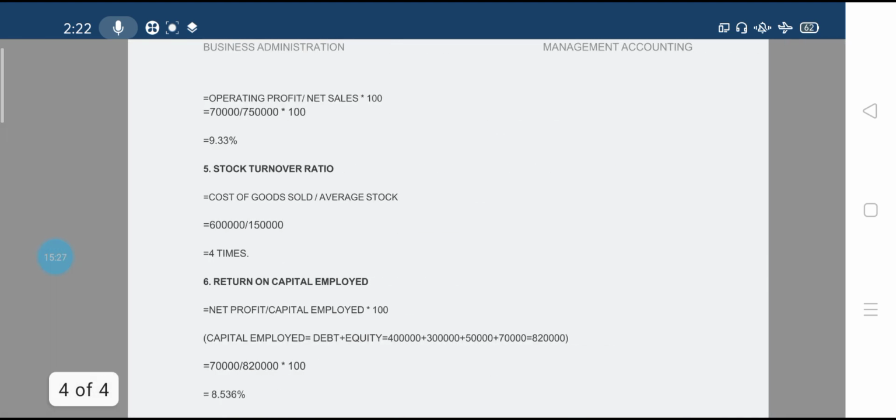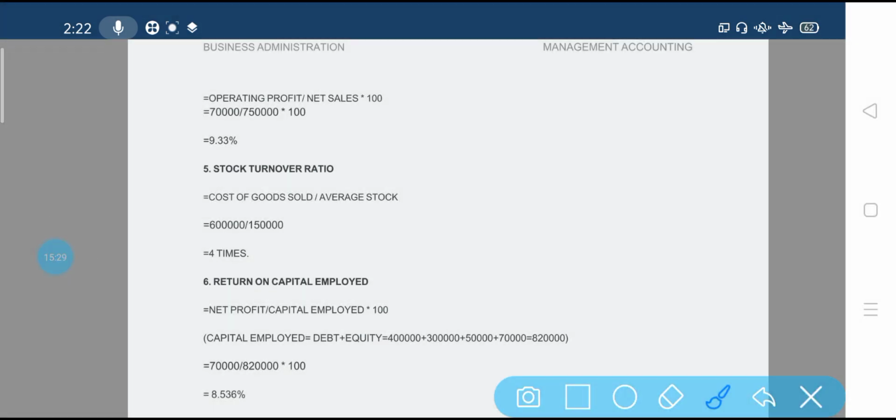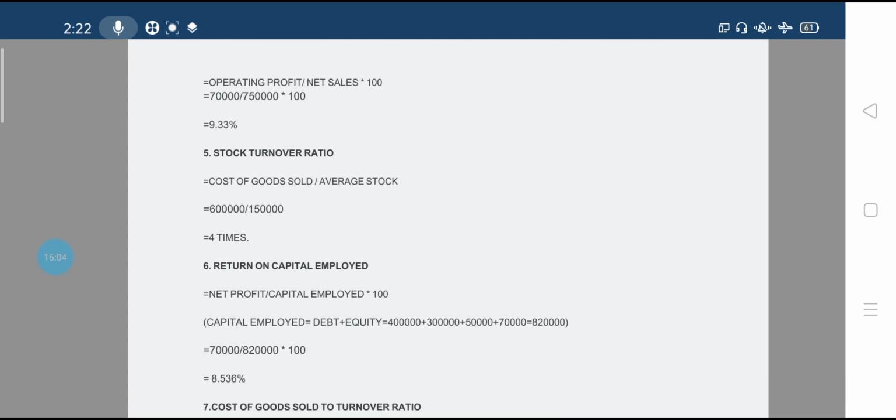So 4 lakh, 3 lakh, 5 lakh, 50,000, 70,000. Total 8 lakh 20,000. Net profit is 70,000 divided by 8 lakh 20,000 into 100. Answer will be 8.536%. That is the return on capital employed.